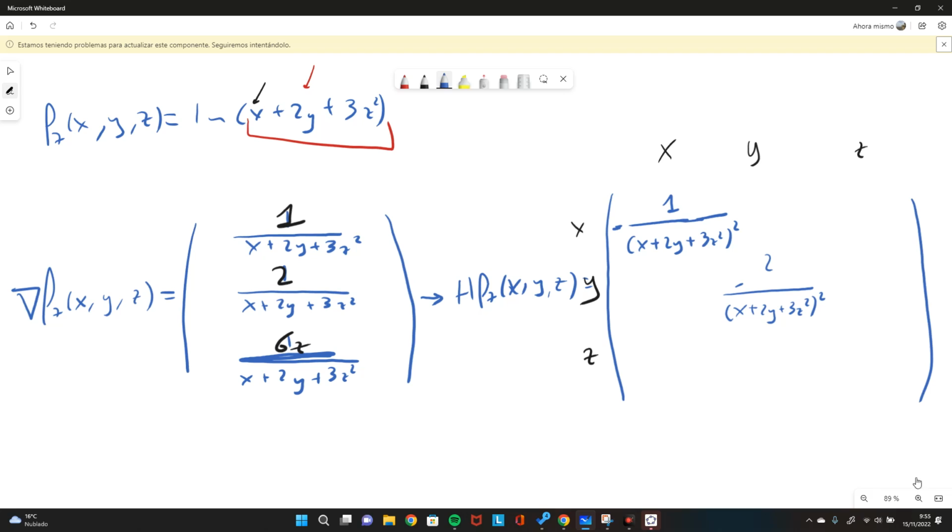The last one is just the same. The difference is that, in this case, we have to bring out the derivative of whatever is inside. Here, the derivative of 2y is 2, so this is 2 times 2, which is 4. The same happens in the last case, where we have to bring out 3 times z times 2, to the power of 2.